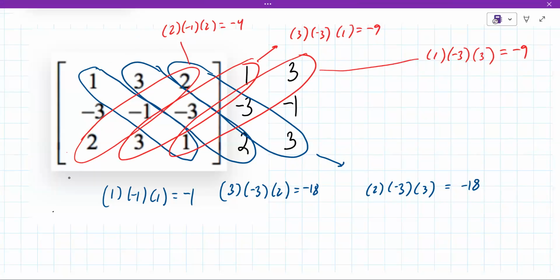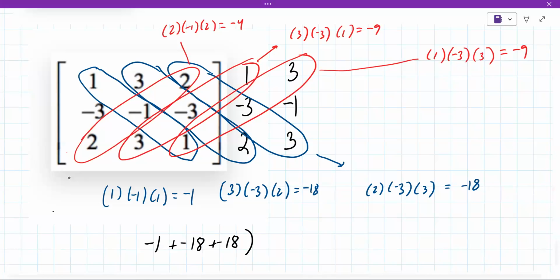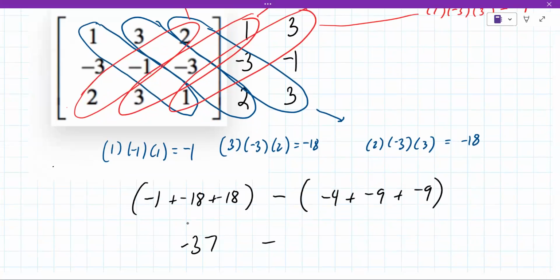And just like before, you have to add the bottoms. So -1 plus -18 plus -18. Then you subtract the tops, but you have to add them up first. So on the left here, it's -37 minus a -22. Looks like that becomes -15.